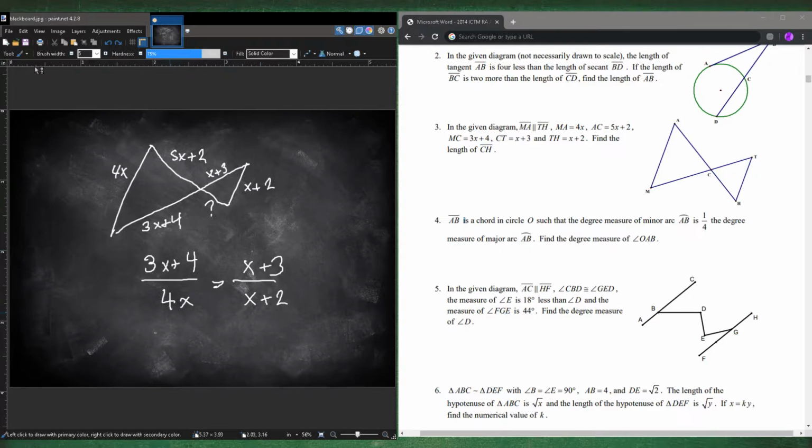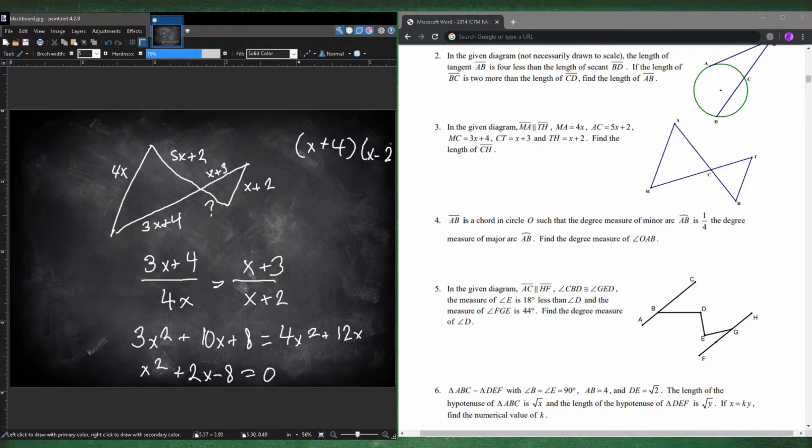And now we just cross multiply. So that would be 3x squared plus 6x plus 10x plus 8 equals 4x squared plus 12x. So that tells us that x squared plus 2x minus 8 is equal to 0. So that means x plus 4 and x minus 2 is equal to 0, right? Because x squared minus 2x plus 4x, and then minus 8. So x is equal to negative 4, or x is equal to 2. x cannot equal negative 4 because if you plug into 4x, that would be negative 16, and you can't have a negative length. So x has to be equal to 2.